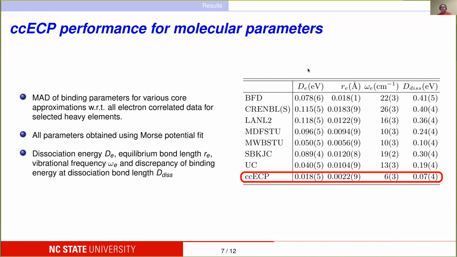And so these are the mean absolute deviations for all of the elements for each family of ECP. So the closer to 0, the better. And as you can see, our ccECP outperforms pretty much all the others quite handily.